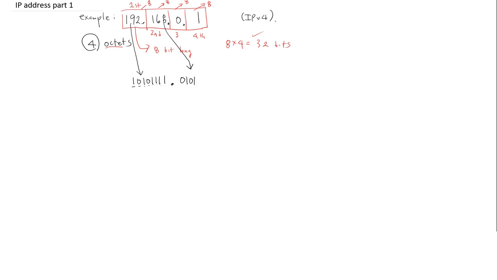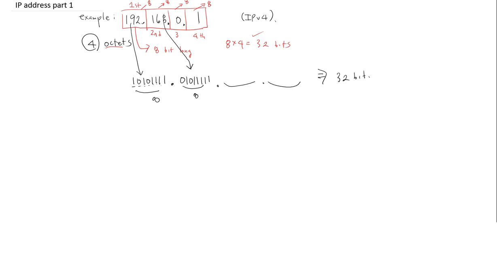By the way, I'm just making up some numbers, so this may not be 192. 10101111, this is 8 bits, and 8 bits, and then you have 8 bits and another 8 bits. So basically, that's why an IP address is 32 bits long.